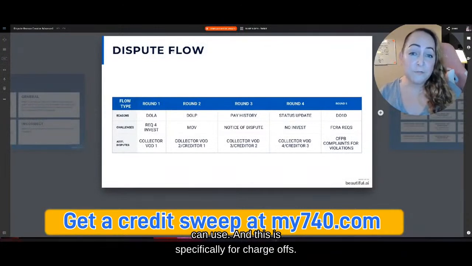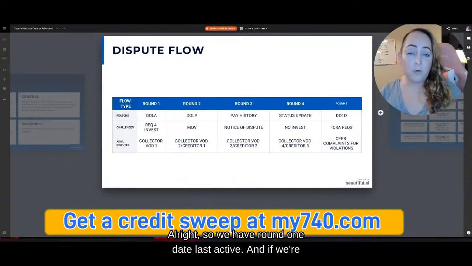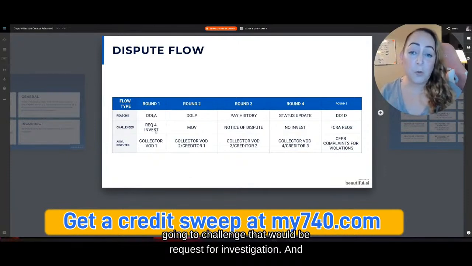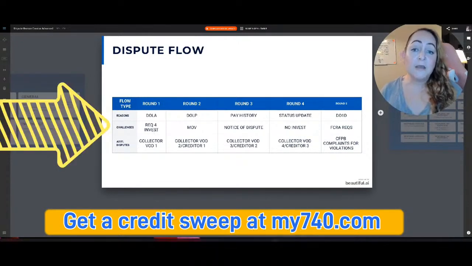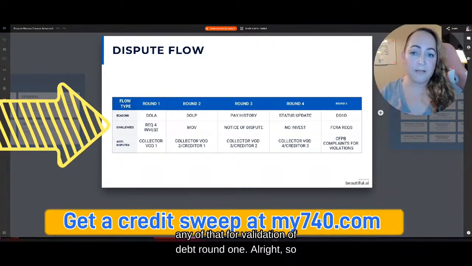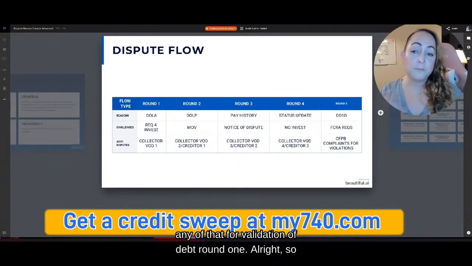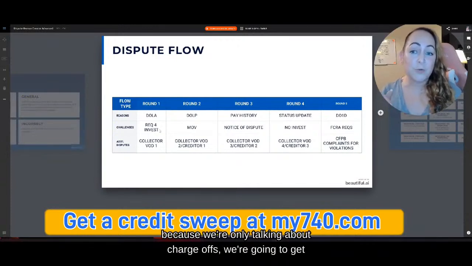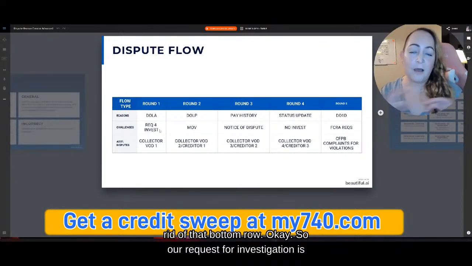And this is specifically for charge-offs, all right? So we have round 1, date last active. And if we're going to challenge, that would be request for investigation. And we can also send out our collector disputes if we have any of that for validation of debt round 1. All right. So because we're only talking about charge-offs, we're going to get rid of that bottom row.